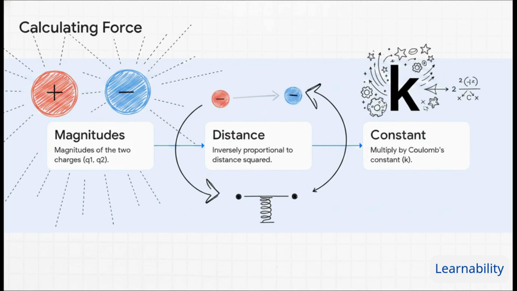Coulomb's law tells us the force depends on a few key things. First, the sheer size of the charges. Second, and this is super fascinating, distance plays a massive role. The moment these particles drift apart, that invisible force drops off sharply. And finally, we lock the whole thing in with a universal fixed number, Coulomb's constant.